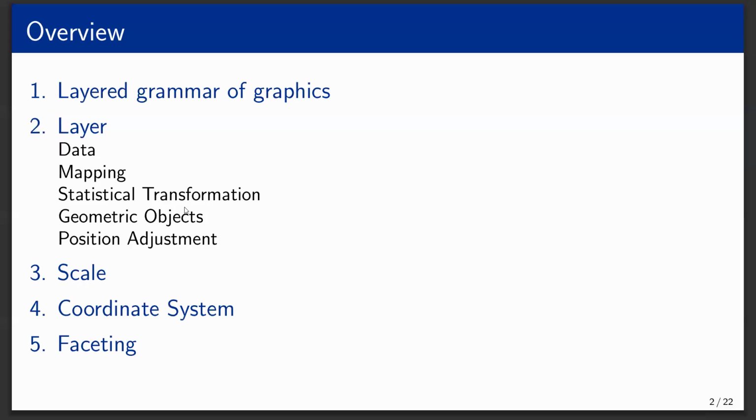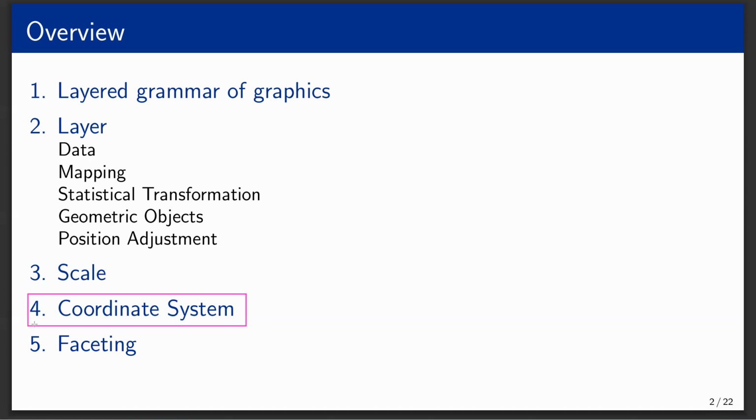Now, there are five things that we will discuss. What is layered grammar of graphics, the layering, and then what are the layers? The layers are data mapping, statistical transformation, geometric objects, and position adjustments. Then you have scale. We talked about scale a few minutes ago. Then you have coordinate system. Coordinate system is the most important thing when it comes to developing data visualizations.